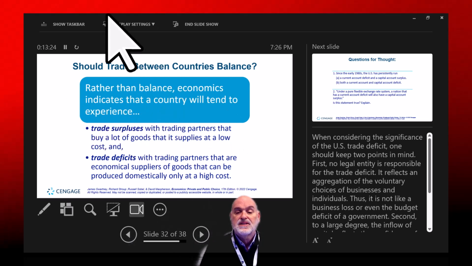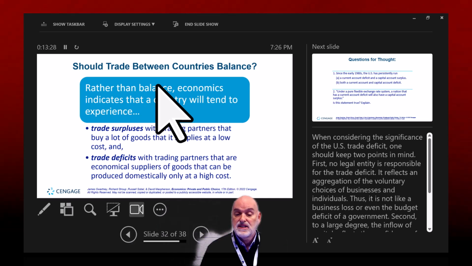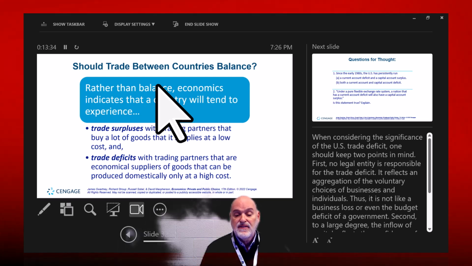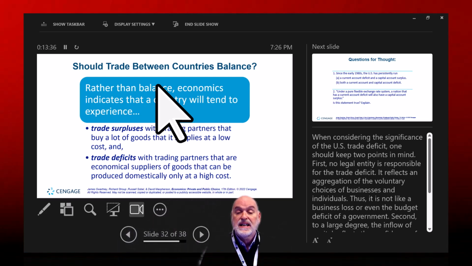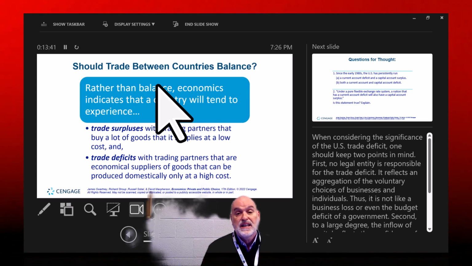Rather than balance, economics indicates that a country will tend to experience trade surpluses with trading partners that buy a lot of goods that it supplies at a low cost, and trade deficits with trading partners that are economical suppliers of goods that can be produced domestically only at a high cost.